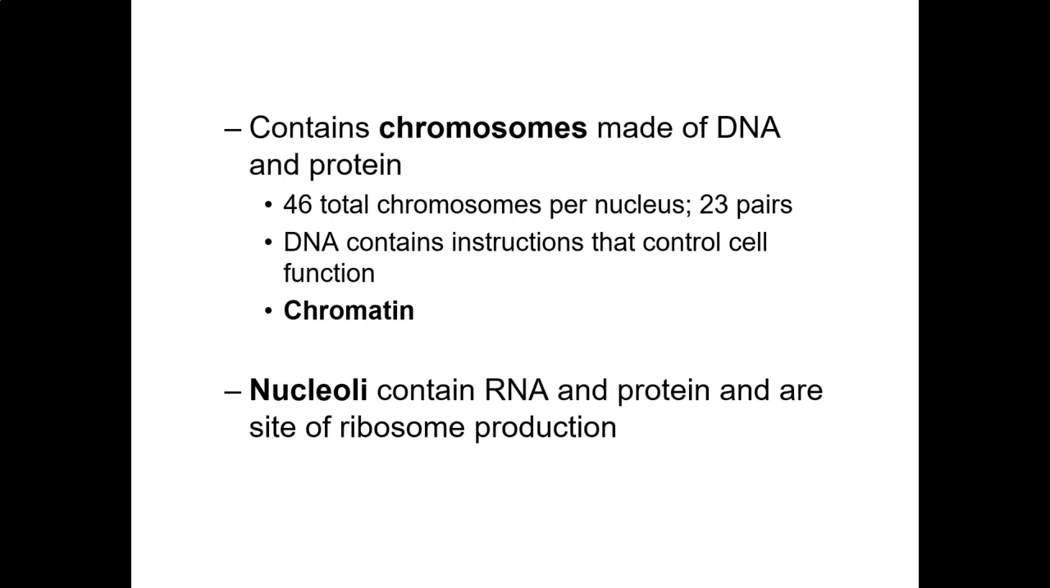Like I mentioned, it contains the DNA. It contains our chromosomes. Humans have 46 chromosomes, 23 pairs. 22 are what we call autosomes. One pair is what we call sex chromosomes, but you have 46 total. And your DNA contains the instructions that control cell function in you. And it contains these in what's called chromatin. There is also what's called a nucleolus, which contains RNA and protein and is the site of ribosome production.